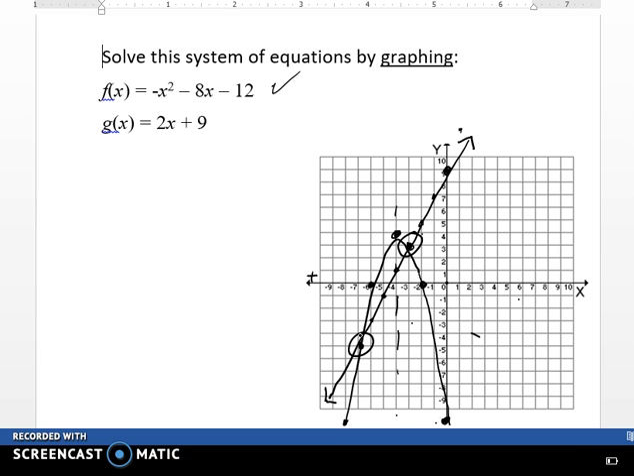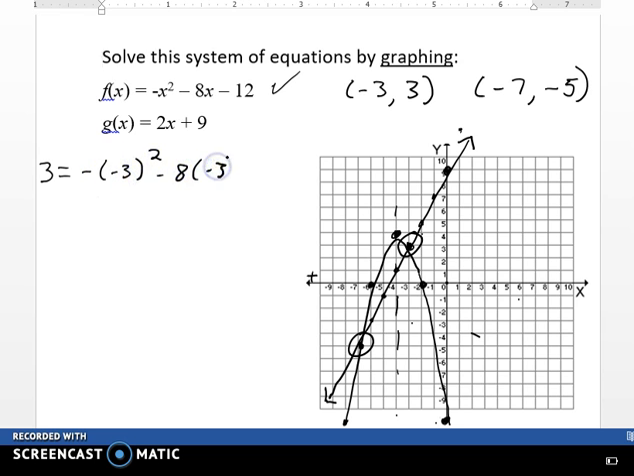Well, I could take those two numbers and plug them in. I'm pretty sure that my solutions here are negative 3, 3 and negative 7, negative 5. Now I know they both work for the line because I counted them out. So to test them out, I'm going to have to plug them back into my original quadratic equation. Let's see if I can do it this time without messing up. If I did this right, 3 would be my y value, and I'm plugging in negative 3 for my x value. Try not to lose my 8 this time.